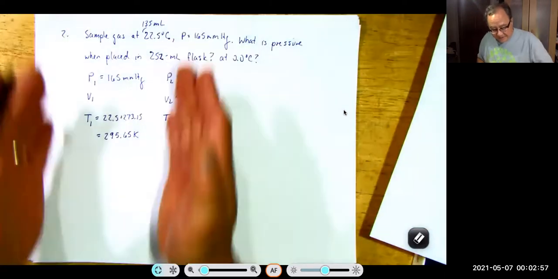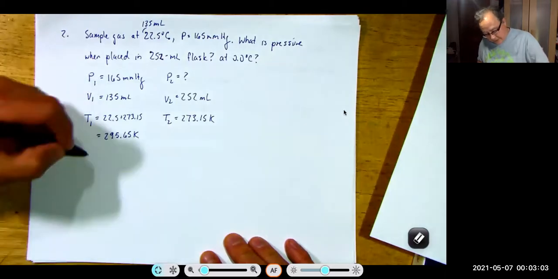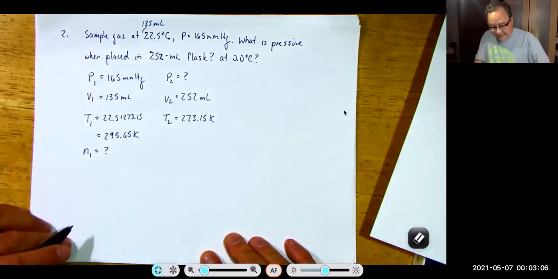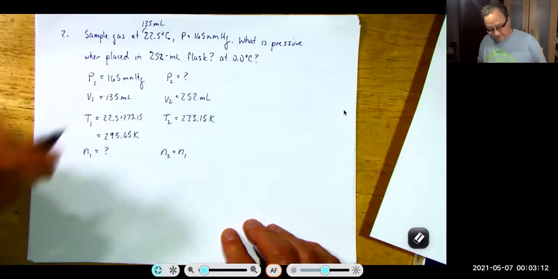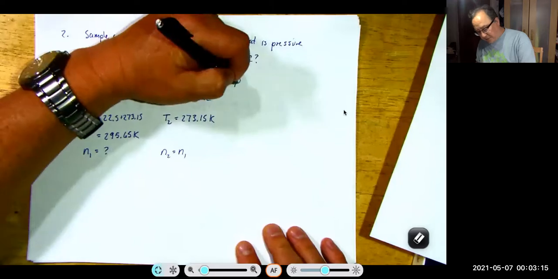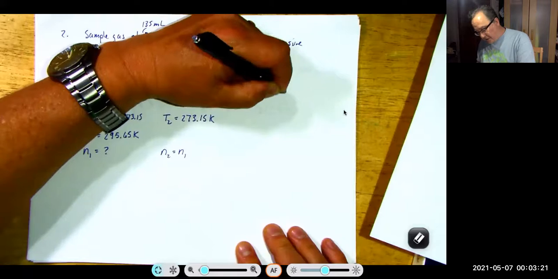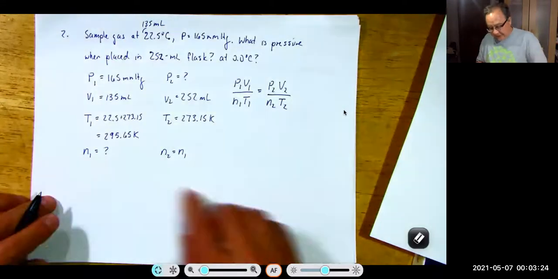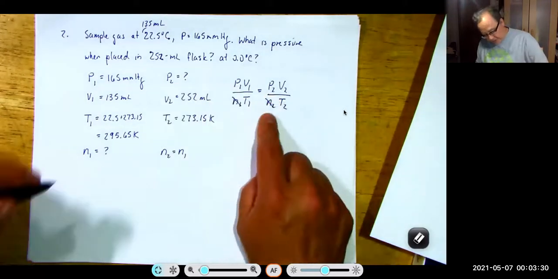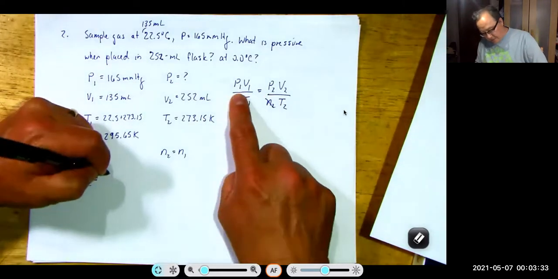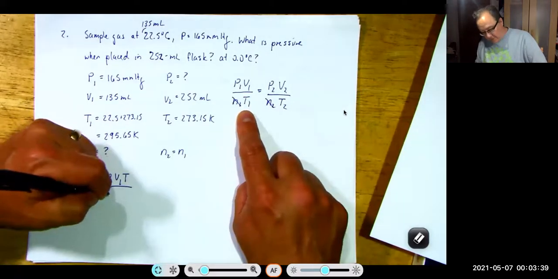So you see here, I'm making a list. I've got my P1, V1, T1, N1, I don't know what that is, but the sample of gas is placed into another flask, so N2 is equal to N1. So that means we're going to use this equation, P1V1 over N1T1 is equal to P2V2 over N2T2. And since N doesn't change, we take that out of the equation. We're solving for the new pressure P2, so we get P2 is equal to P1V1 times T2 over V2 T1.